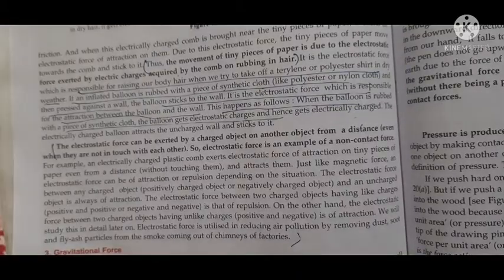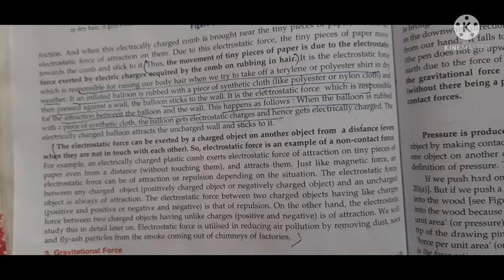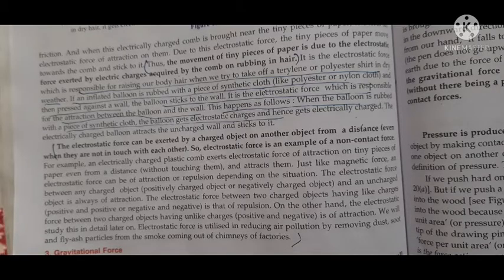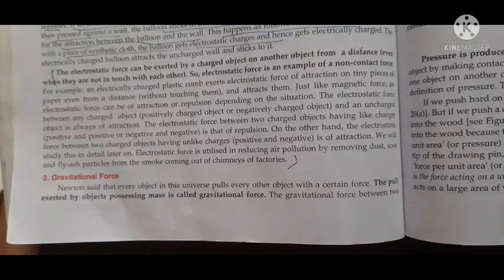Now, electrostatic force is a non-contact force because it acts from a distance. Not necessarily do the two objects have to be in contact. Now another one is gravitational force, as you can see here. Students, you know force of gravity, and if anyone asks you what is force of gravity, you always say earth attracts the objects, and you think that it is only earth which attracts the object. No, it is not like that.